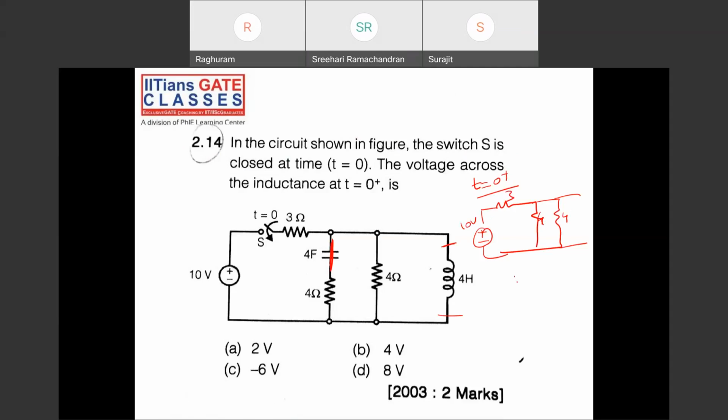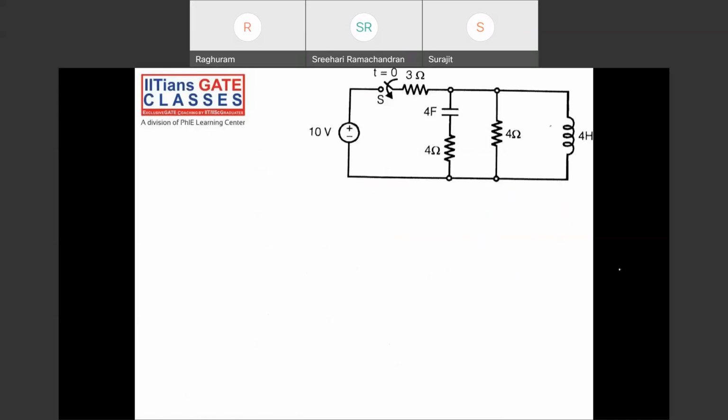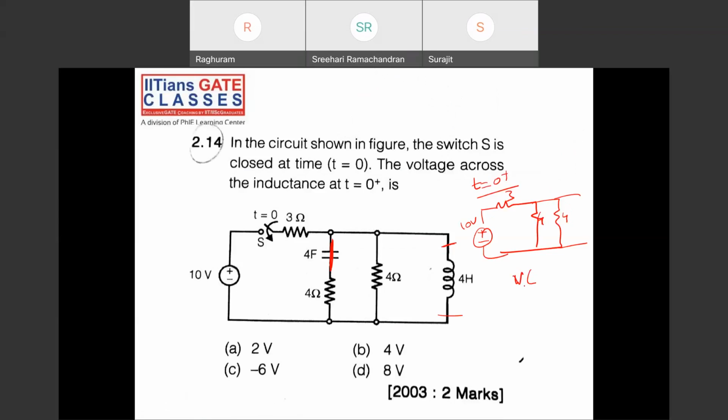If you know the concept, you directly get the answer. VL of 0 plus, the voltage across the inductor. These two are in parallel, 2 and 3 in series, right? 10 volts gets divided into 6 and 4 volts, right? So this is 4 volts. Option B. It's a 2-mark question in GATE. You can directly tell by seeing only, if you know the concept. So at t equal to 0 plus, how the capacitor and how the inductor behave, this is what you need to know.